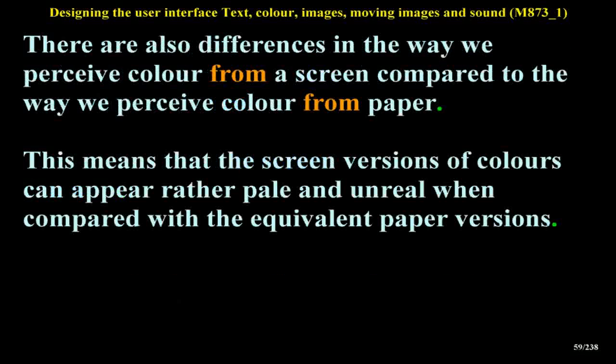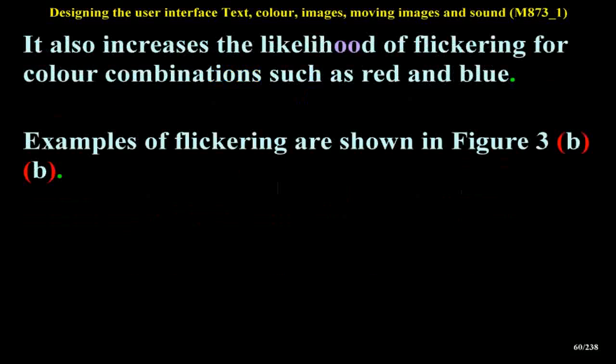There are also differences in the way we perceive color from a screen compared to the way we perceive color from paper. This means that the screen versions of colors can appear rather pale and unreal when compared with the equivalent paper versions. It also increases the likelihood of flickering for color combinations such as red and blue. Examples of flickering are shown in Figure 3bb.